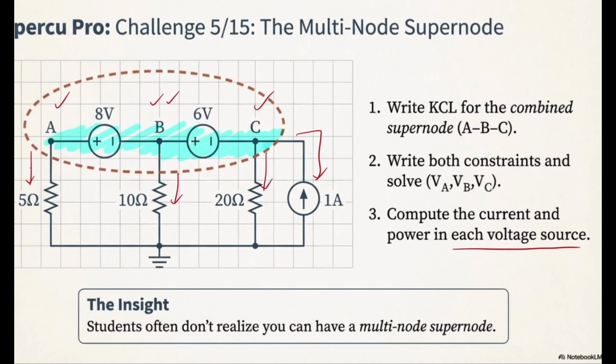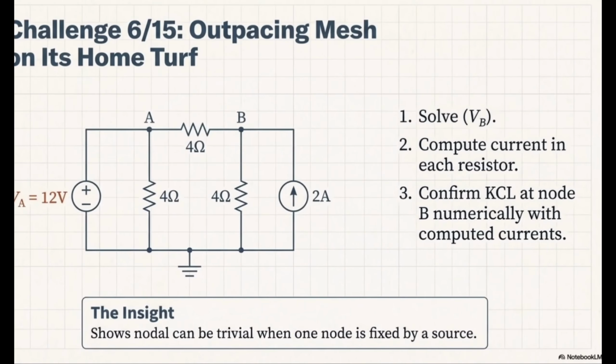Try to find all of the currents that move this way, move that way, and also all of the currents that we had in mind. Then by using just V times I, or whatever equation, you can simply find all of the powers that you need. So, outpacing mesh on its home turf.